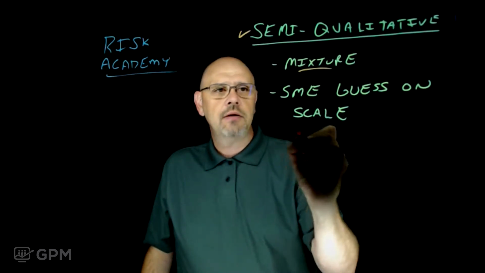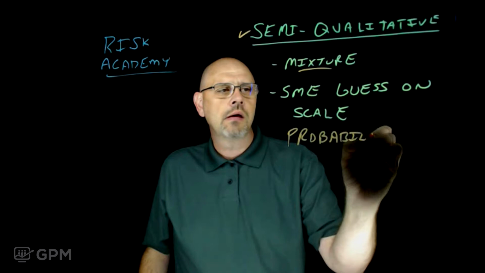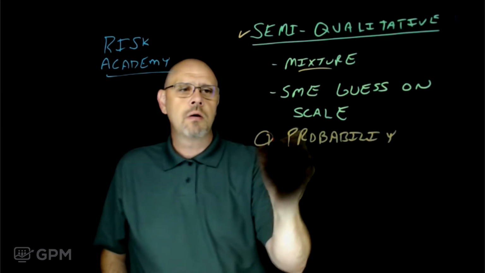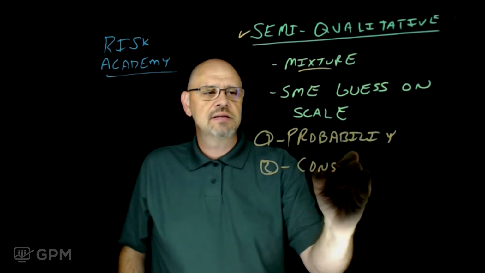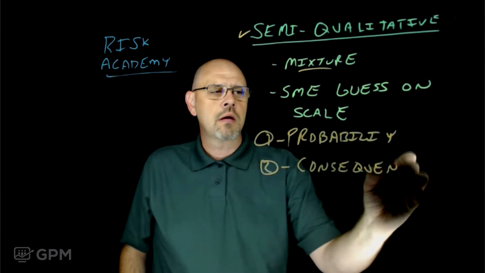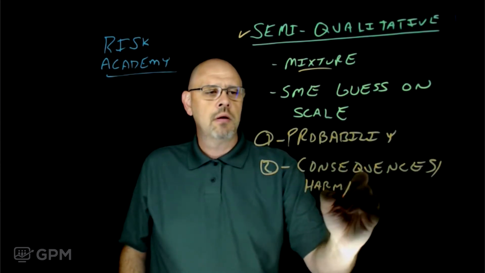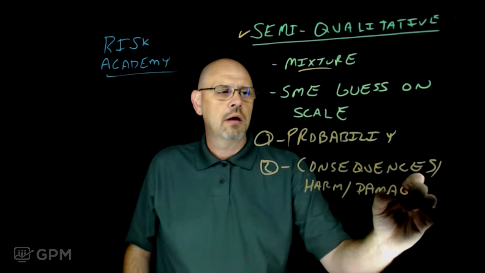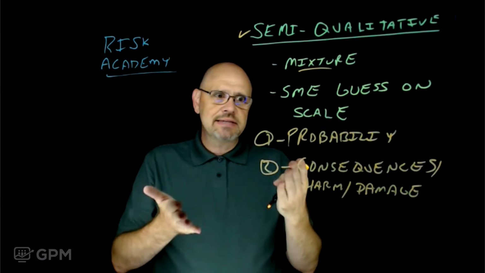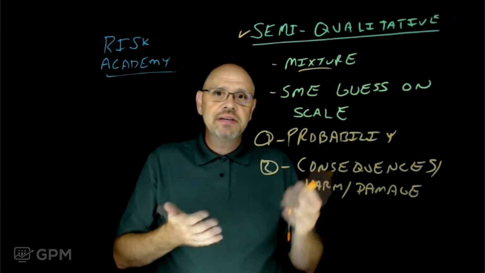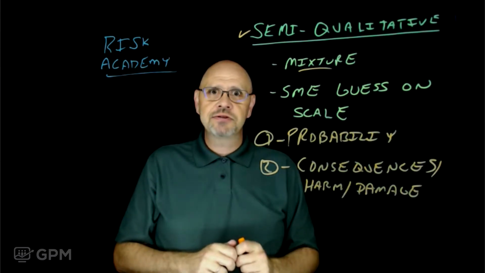The first one is the probability that something will occur. And then we want them to also give us what I call the consequences if something actually happens. You can sometimes hear it called harm, sometimes damage. So what you're trying to get them to do is rate this on a scale of 1 to 5, 1 to 10. And then we'll put it into something called a risk matrix, and I'll show you what that is shortly.